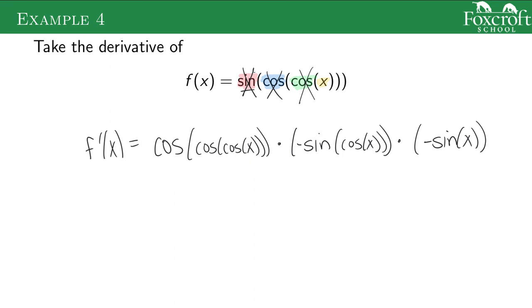So I took the derivative of sine, it's cosine, but everything on the inside stayed the same. Then I take the derivative of cosine, which is negative sine, but everything else on the inside stays the same. And then I take the derivative of cosine, which is done. So just one thing at a time. Take the derivative just of the outside thing, keep everything else in the parentheses the same.